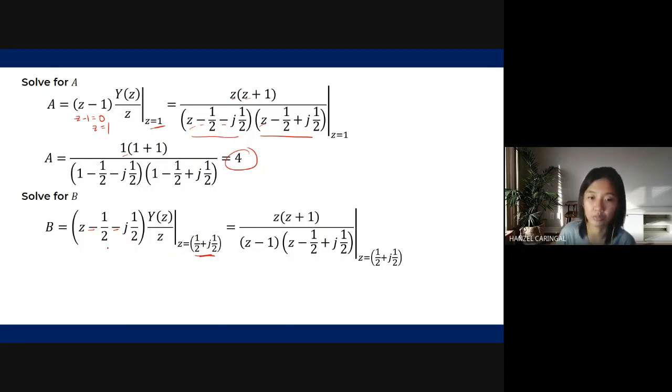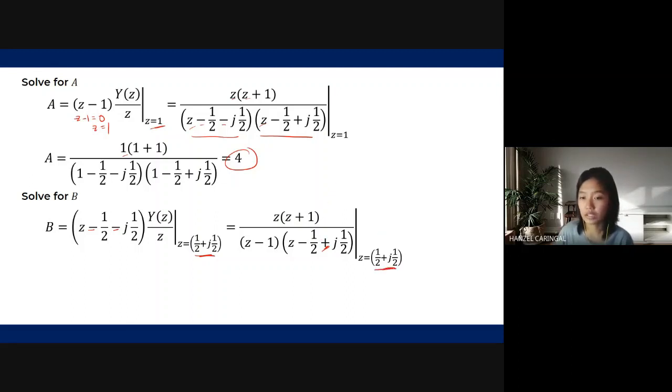That's why this happened. So what remains here is the numerator, z times the quantity of z plus 1 over z minus 1, quantity of z minus 1 times the quantity of z minus 1 half plus j 1 half. Now, it is plus here because I distributed the negative sign. Since negative times negative here, right, is equal to positive.